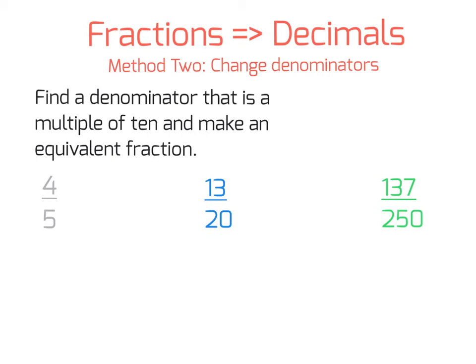Okay, good. So the last option you have, method 2, is change denominators. This method works better when your denominator already has a 5 and maybe some 2's in it. So, for instance, this one right here is a 5. That's easy to make into a multiple of 10, okay? And this is a 20, so it has a 5 in it already as a factor, and there's some 2's in here too. It's divisible by 2. Same thing with this one. So this is a good method when you have some 5's in your denominator.